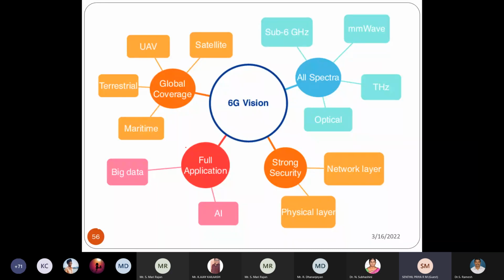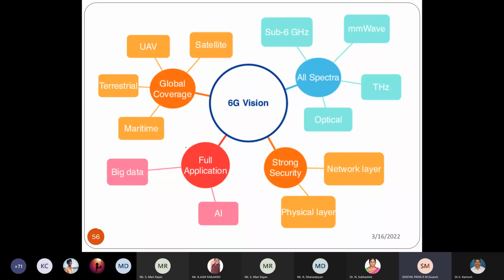Optical communication is going to be highly secure, because the optical light signal that travels cannot be hacked. So we are going for optical communication, then strong security. Security is a great drawback in the communication we come across. That is one of the challenges we want to rectify in our future systems. So we are going to strengthen the security in the network layer, the physical layers, and full applications.